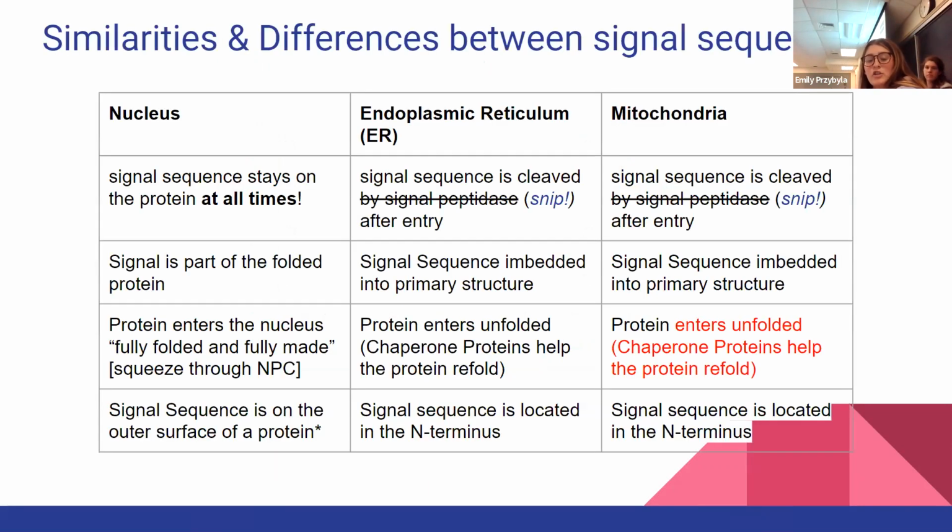This is a chart that just shows the similarities and differences between signal sequences. So in general, for the nucleus, the signal sequence will stay on the protein at all times, whereas for the ER, the signal sequence will be cleaved off at entry, as well as with the mitochondria. So this is basically going over everything I just covered. If you guys want to go back and look at it, it's a good synthesis of all the information.